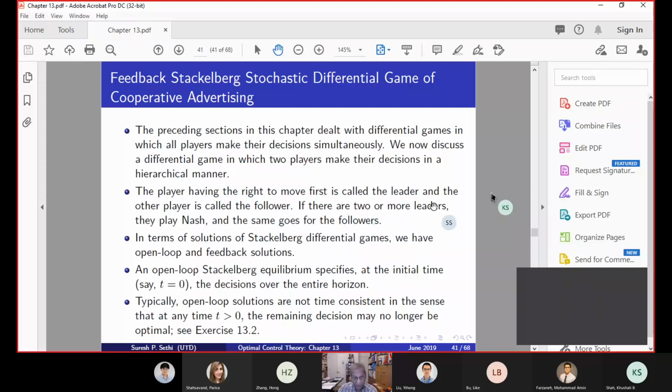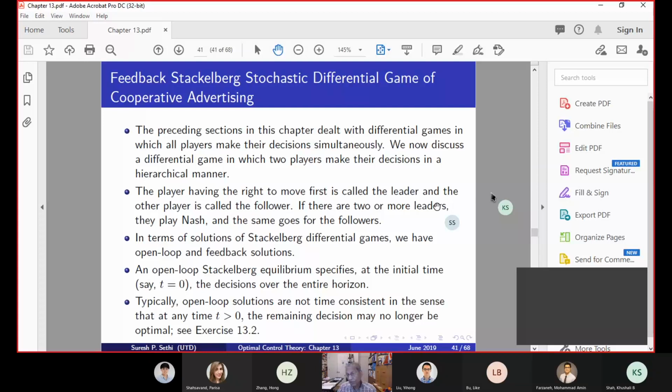So if there are two or more leaders, then the leaders play Nash. If there are two or more followers, then the followers play Nash. Nash means the followers all decide simultaneously, the leaders all decide simultaneously. But let's limit ourselves to one leader, one follower for the time being. With one leader, one follower, the issue is clear. And we also call these games leader-follower games.